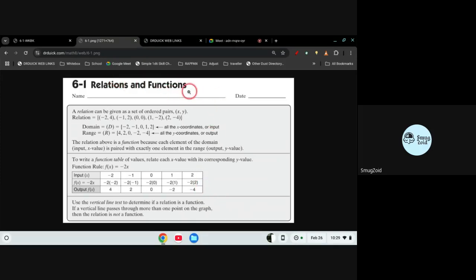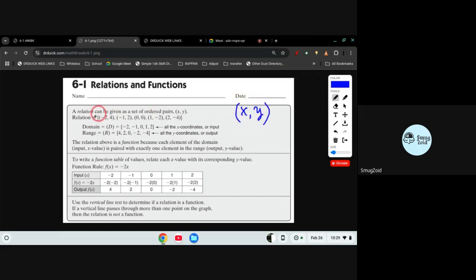I'm going to talk about relations and functions. So these look like coordinates on a coordinate plane. You have x values and you have y values. And this is kind of where this is going to run to, okay? If you could look at it this way, the domain will be your x values. That's the domain, right? The range will be the y values, right?